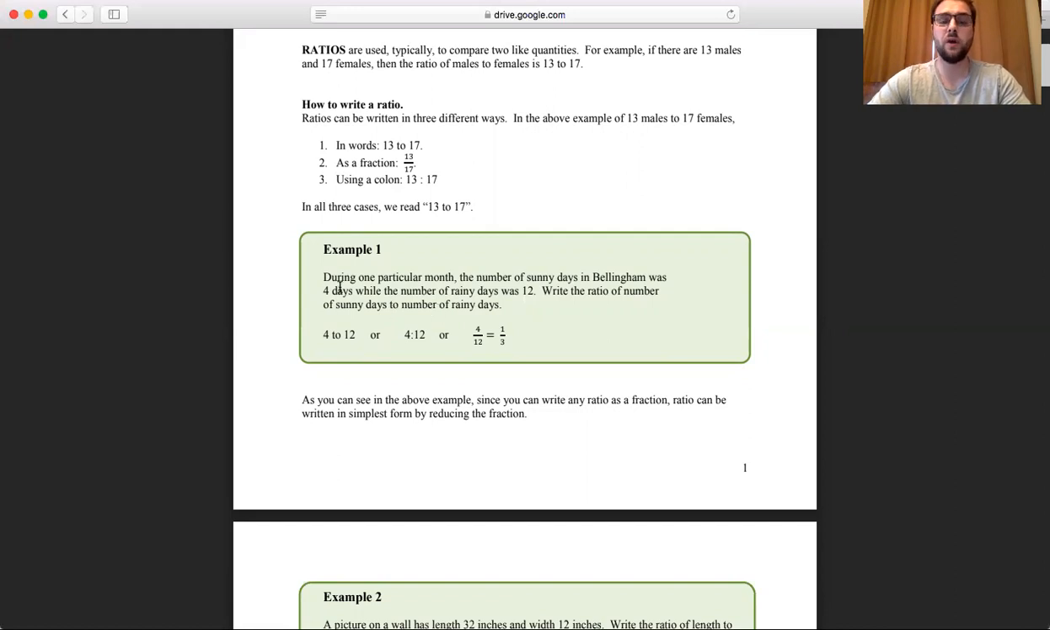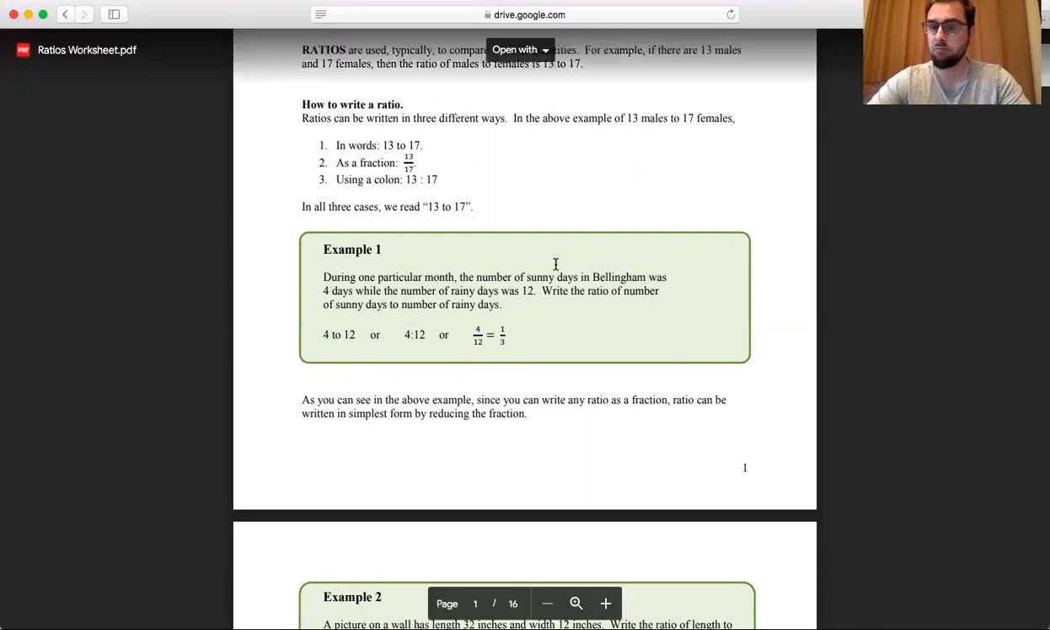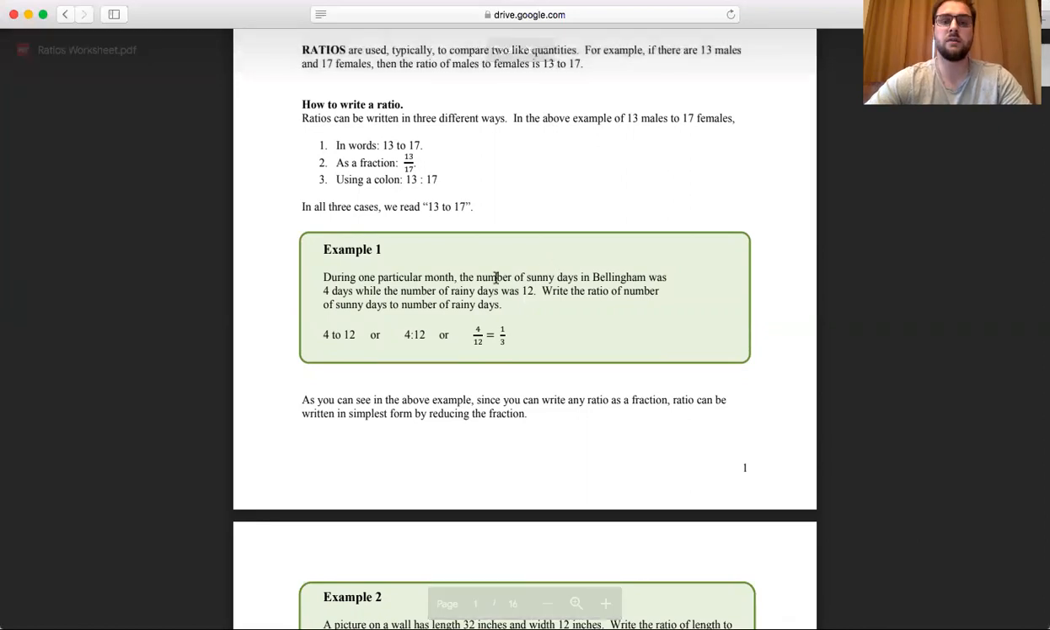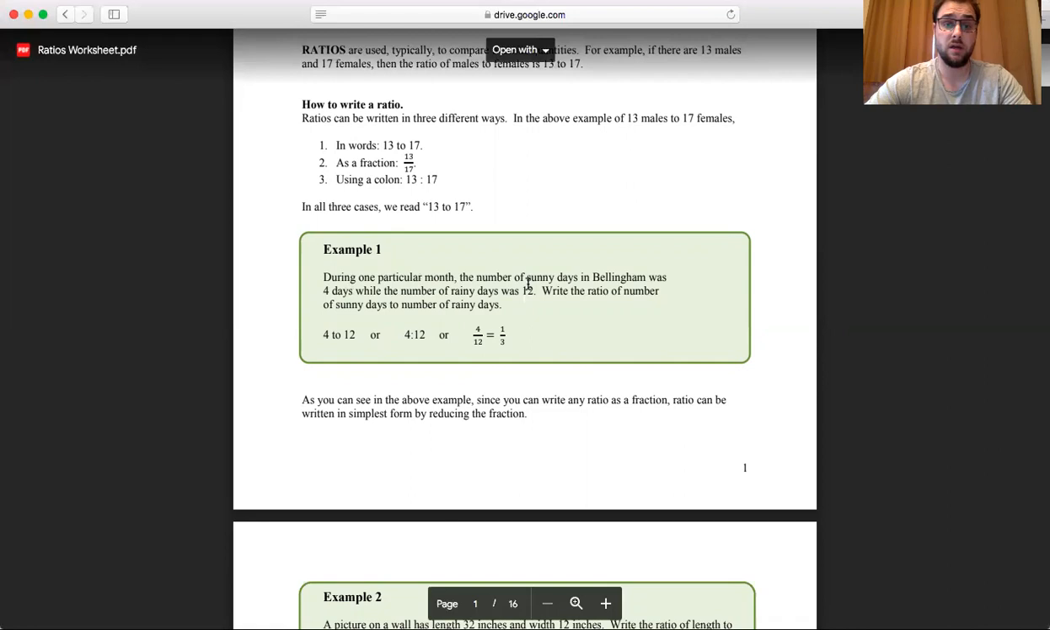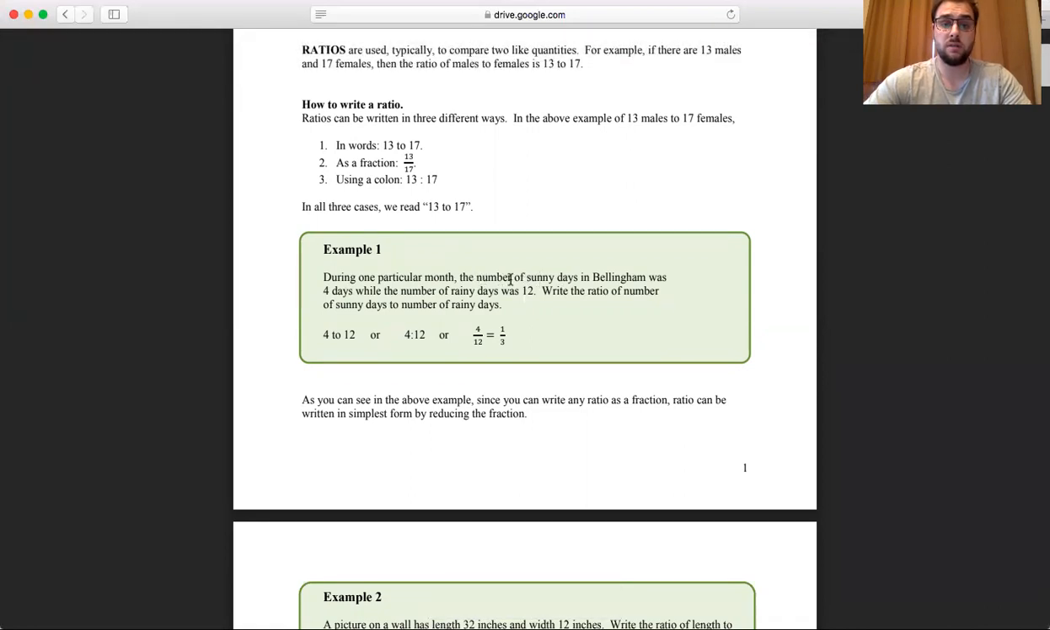So, do we need to know that during one particular month? No, that's just added information. The number of sunny days in Bellingham was 4 days. We need to know that. Let's see if I can highlight on here. The number of sunny days in Bellingham was 4 days, while the number of rainy days was 12 days. So we need to know the amount of sunny days and we need to know the amount of rainy days. Write the ratio number of sunny days to the number of rainy days.